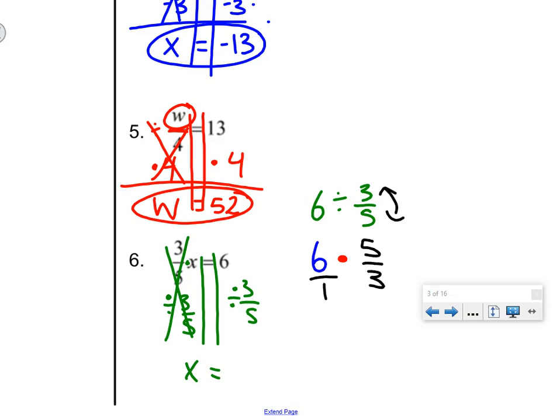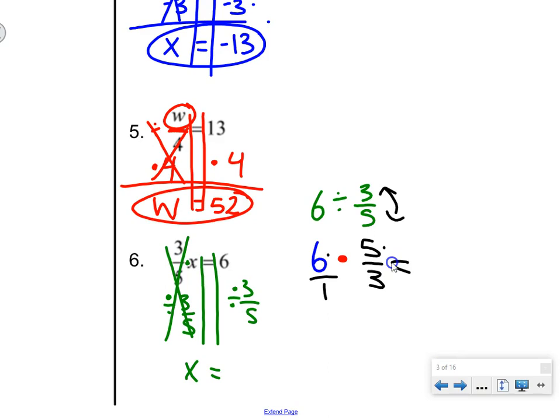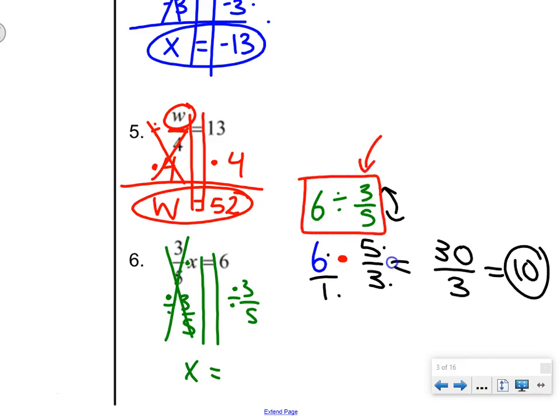This is really 6 over 1. And then multiply. 6 times 5 is 30. 1 times 3 is 3. 30 divided by 3 is 10. You can also just type this right here into your calculator using the fraction operation, and it will also give you the answer. So if you're not confident on your fraction operations, you can use your calculator. But our answer would be 10.